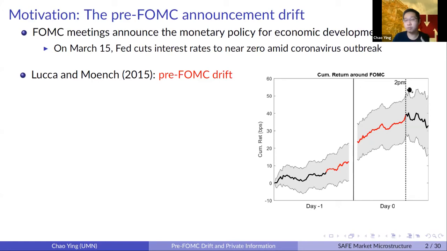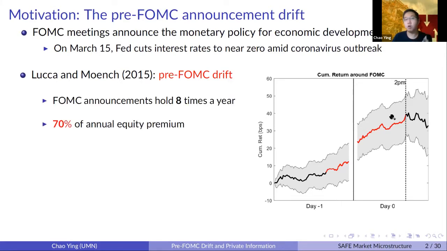or 2:15 p.m. To make sure the pre-announcement drift does not contain any announcement information, I calculate the pre-announcement drift until 2 p.m. Just before the announcement, the cumulative return is about 40 basis points. Following the announcement, the return is on average flat.